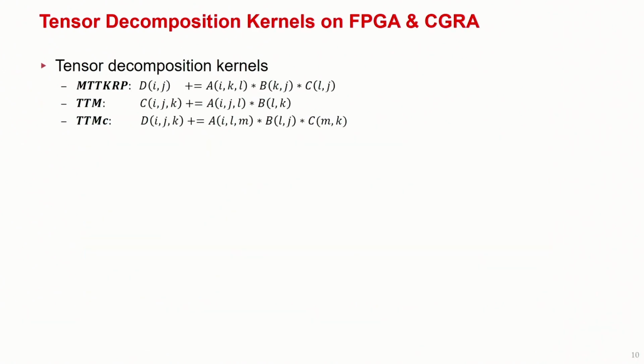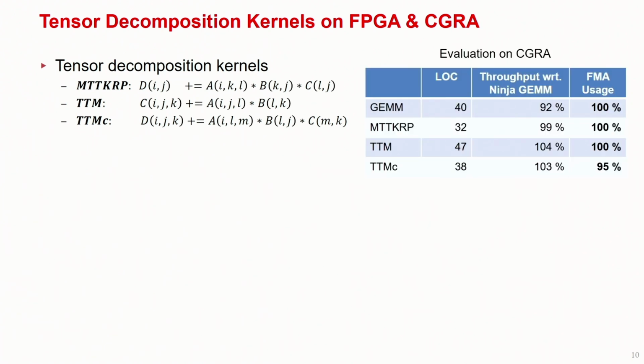Using this language and compilation framework, we implement some other tensor decomposition kernels like MTTKRP, TTM, and TTMc on both CGRA and FPGA. Here are the results for the CGRA. As we can see, for all four benchmarks, GEMM, MTTKRP, TTM, and TTMc, the FMA usage of all the designs is very close to 100%. And all of these designs achieve a performance which is close to 100% of the Ninja GEMM implementation.